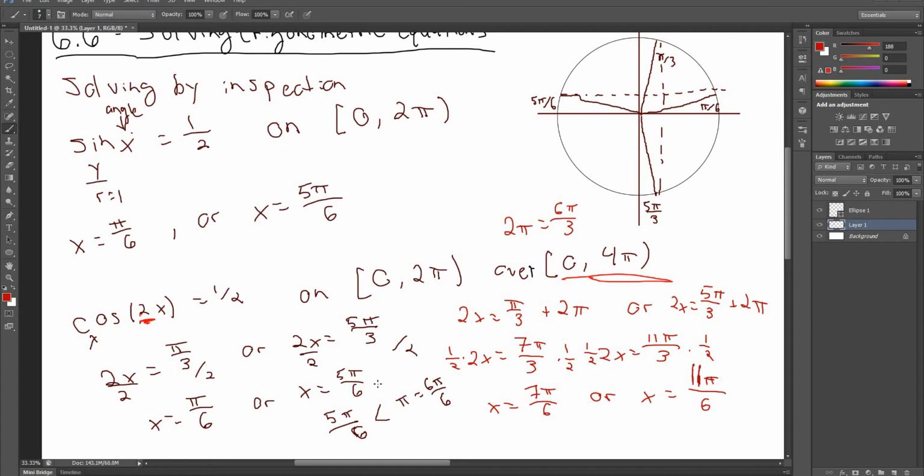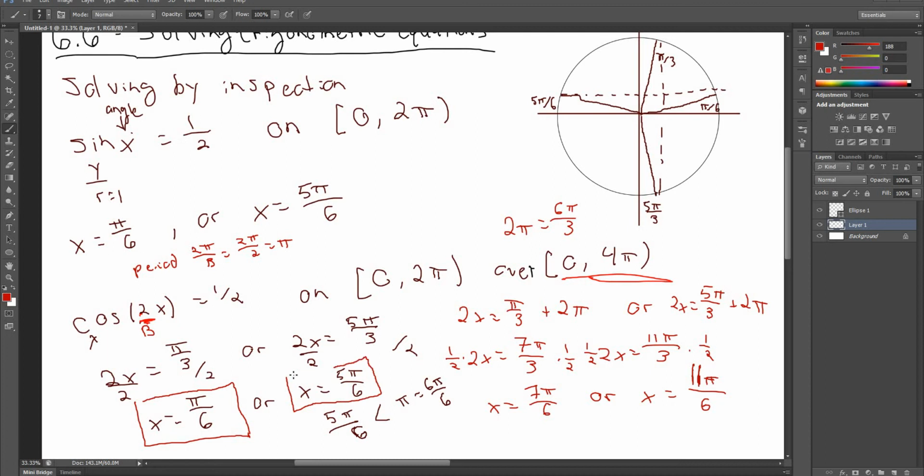So in this case, to find our period, this would be our b value. We would do period is equal to 2 pi over b. So this is equal to 2 pi over 2, which is equal to pi. So since we're completing 2 periods in the normal amount of 2 pi, we're going to have twice the number of answers, or twice the number of solutions.